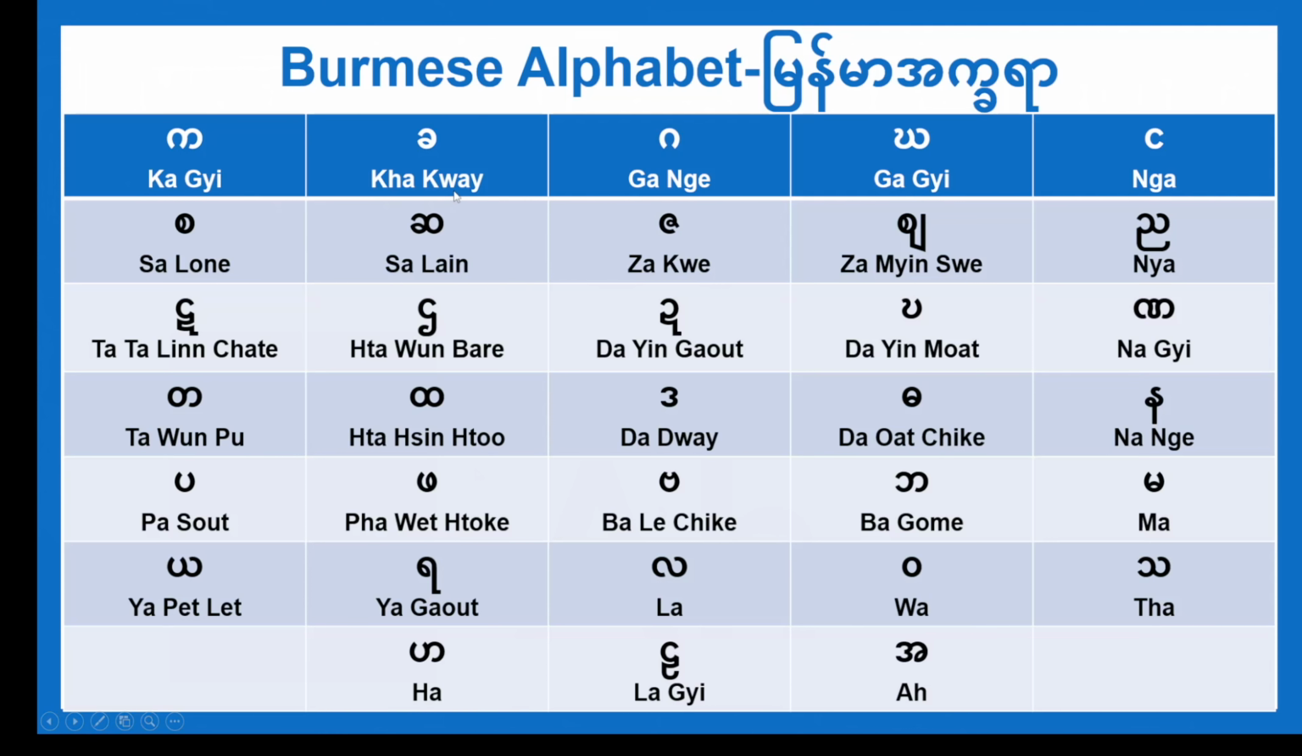Gaji, kakwe, gange, gaji, nga, salo, sale, yakwe, yaminswe, nya, tatalinche, tawimbe, dying kao, dying mo, naji, tawimpu, tazin tu, da dwe, da ao chai, na nge, pa sao, pa we to, ba le chai, ba go, ma, ya pa le, ya kao, la, wa, ta, ha, la ji, a. We did it, great job, hooray!